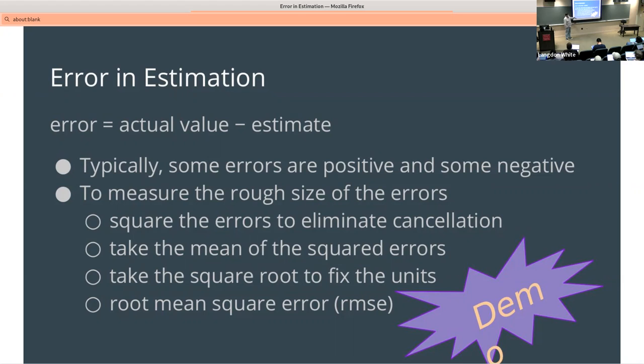Some errors are positive and some negative, so you measure the rough size of the errors. Then you square the errors to get rid of the cancellation factor, because if you try to merge them, they're going to get closer to zero than they should be. Then take the average of the squared errors, and then the square root to go back to your original units. That results in what's called the root mean square error, usually shortened to RMSE. So this is what we mean when we say least squares. It's the root mean square error.